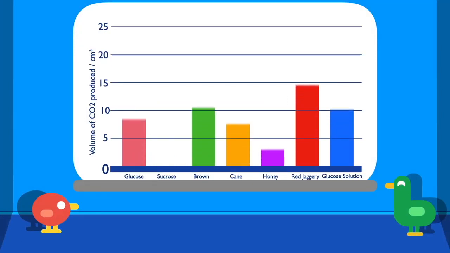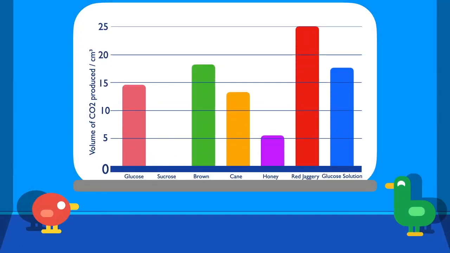We repeated the experiment twice for 7 different sugars, and this is the bar graph for the final average reading after 30 minutes. Here we can see that the red jaggery sugar, a type of processed cane sugar, gave the highest final average reading of 25 ml after 30 minutes, while the setup with sucrose sugar gave the lowest final average reading of 0.5 ml after 30 minutes.